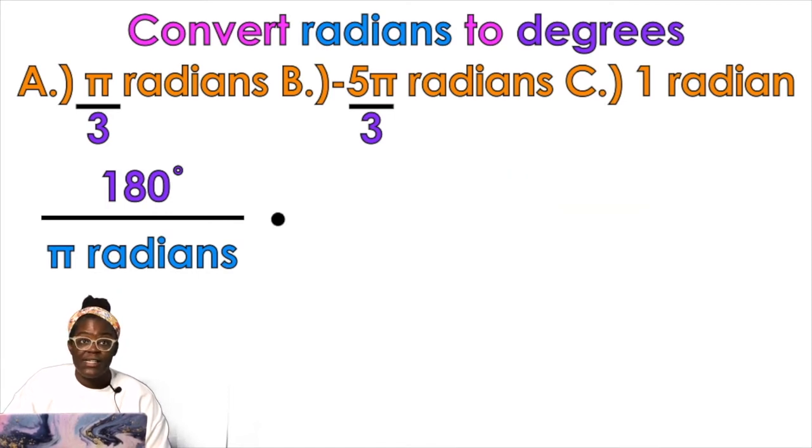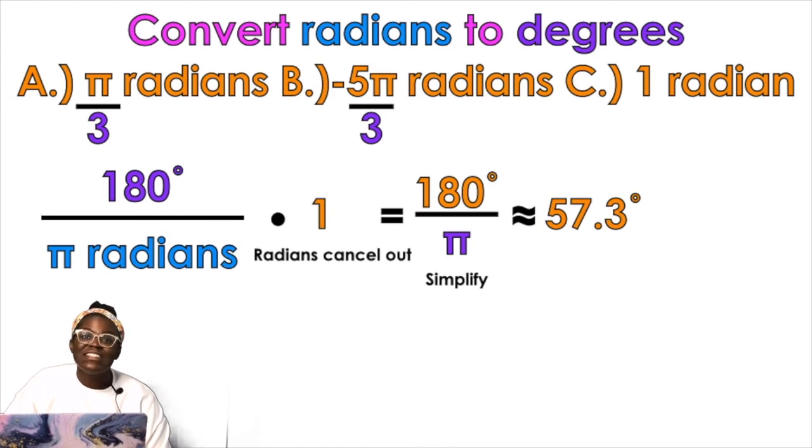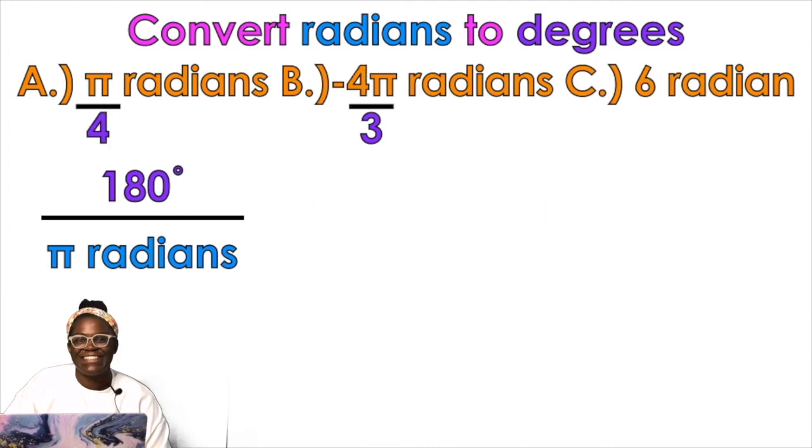Multiply by 1. What? Just 1? Just 1. Radians cancel out. I get 180 degrees over pi. Simplify that, I'm going to get 57.3 degrees. 1 radian is approximately 57.3 degrees. Okay. So now you're going to do these three on your own.